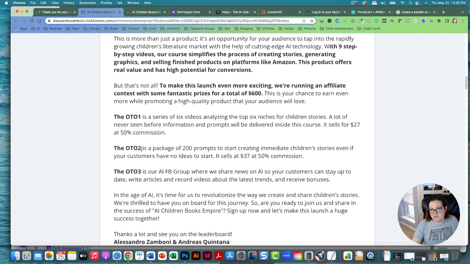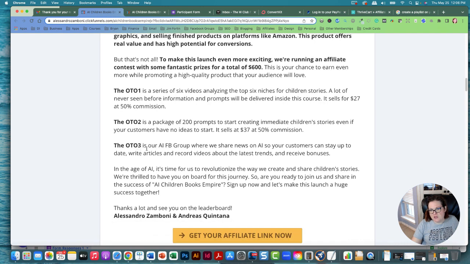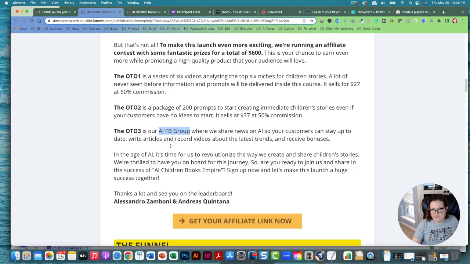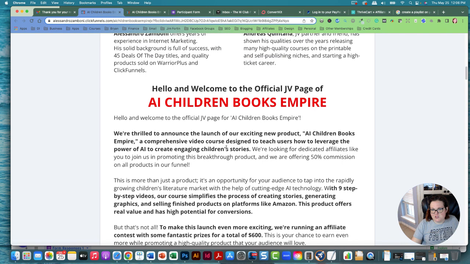And then the OTO2 is a package of 200 prompts to start creating children's stories immediately, even if your customers have no idea where to start. It sells at $37 with 50% commission. And OTO3 is the Facebook group. You get a Facebook group subscription, and you get to stay up on the latest trends. You can write articles and record videos, and then they receive bonuses. So membership to this AI Facebook group is the third one. That's what you get in each offer.